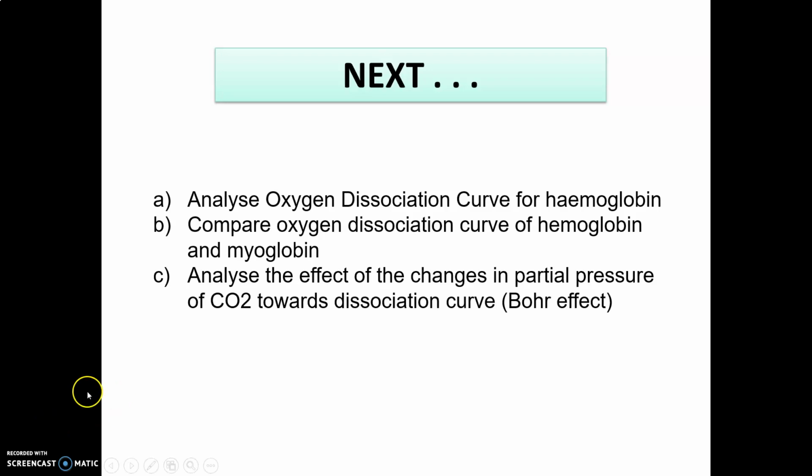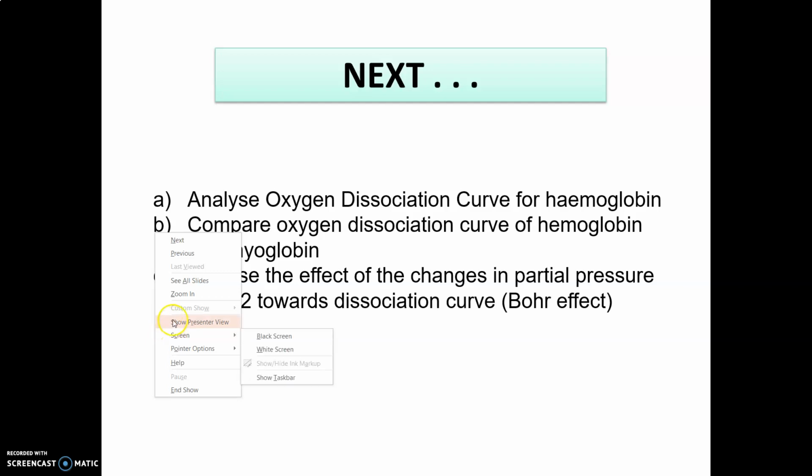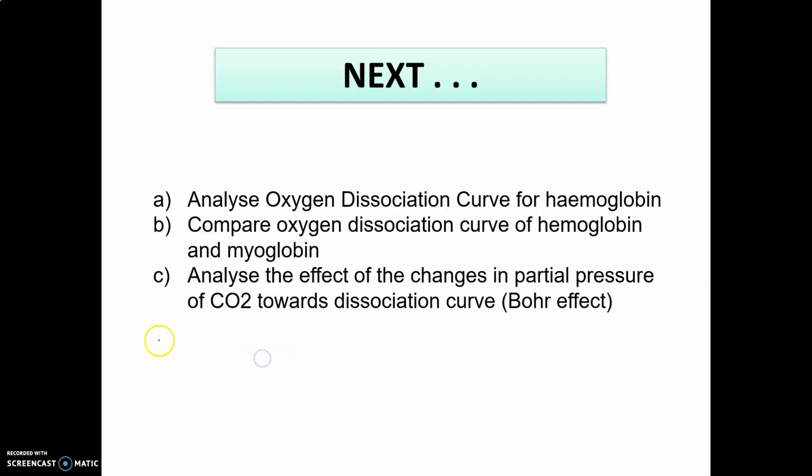Okay, tadi kita dah tengok macam mana oxygen and carbon dioxide is transported. Cuma in a more detail, kita nak tengok macam mana, how do we read the graph yang melibatkan oxygen dissociation, oxygen and hemoglobin. Okay, kita boleh translate dalam graph dan kita nak tengoklah. This graph is called oxygen dissociation curve.